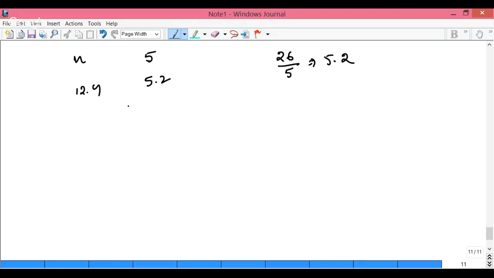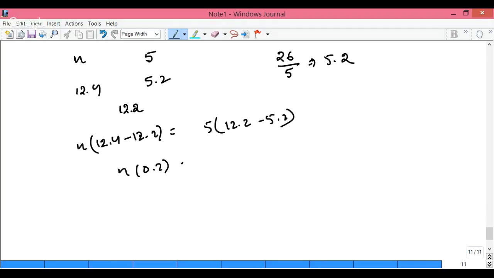Now, the overall average is 12.2. Apply the group method here: n into (12.4 minus 12.2) will be equal to 5 into (12.2 minus 5.2). It will be n into 0.2 is equal to 5 into 7, and n will be 175. So this is one method of solving the question.